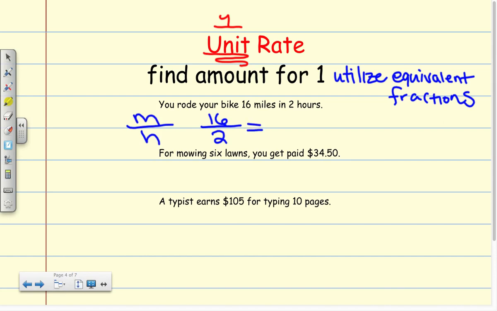So before you tell me, I want you to just notice what I did. It's just like when we make equivalent fractions. What did I do to 2 to get to 1? I divided by 2. So what do I need to do to the 16? I have to do the same thing. 16 divided by 2 is 8. So what this means is that I rode 8 miles in 1 hour. Again, with the 1 as my denominator.